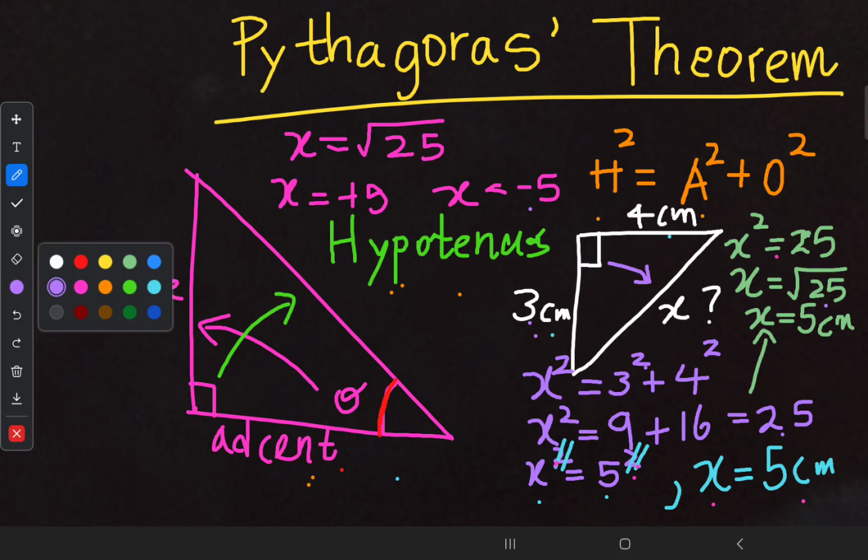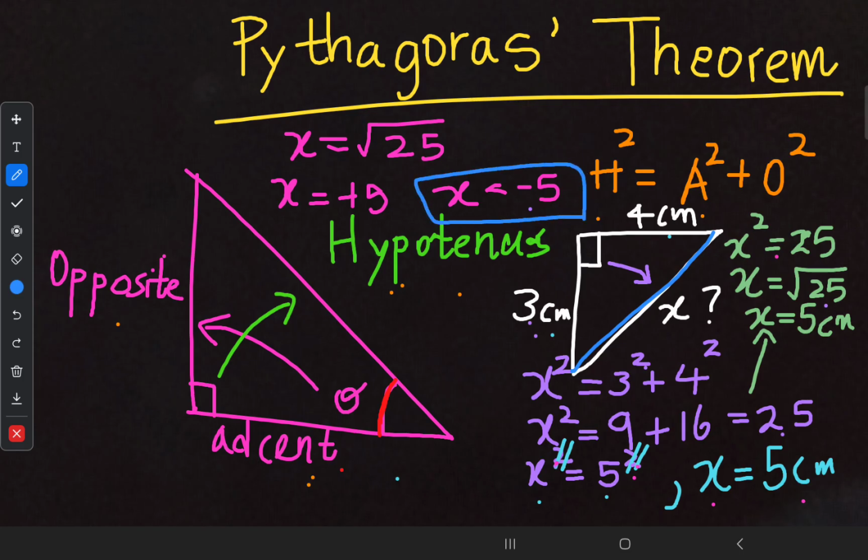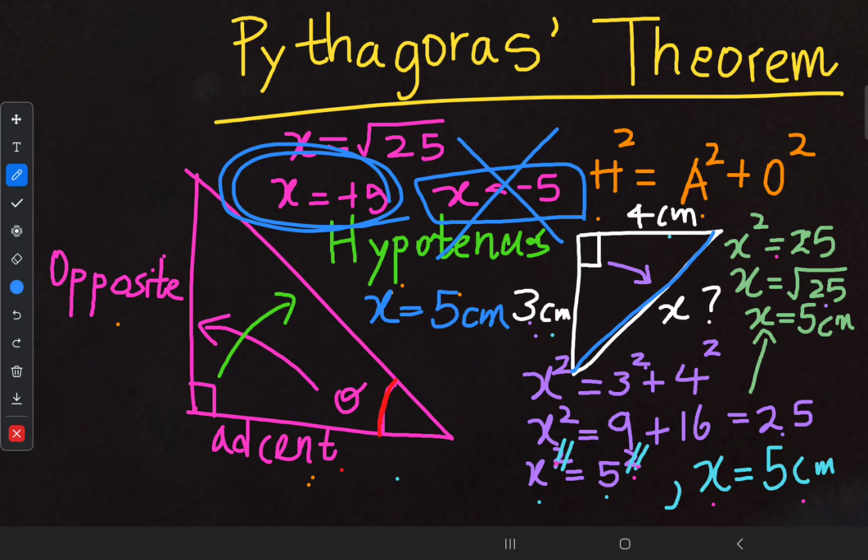But in this case, x is a particular length, and length cannot be a negative value. So there is no need to consider the negative value. x cannot be negative 5 centimeters. So we can consider only positive 5, and x equals 5 centimeters. This is the way you have to find the hypotenuse length in a right triangle.